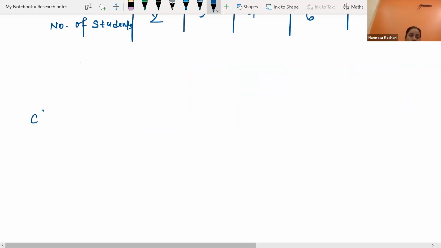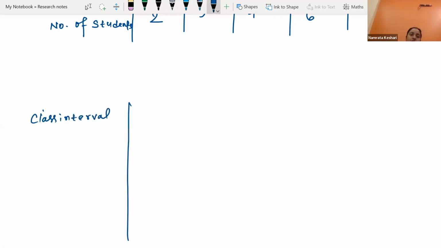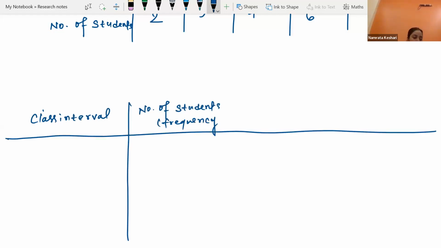Class interval I'm copy pasting over here. Number of students or frequency, it's the same thing. Okay, from 10 to 25, from 25 to 40.